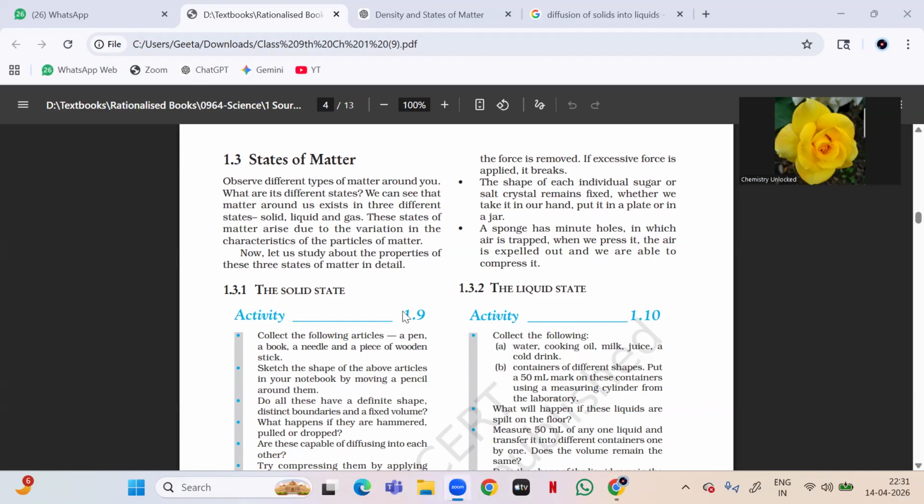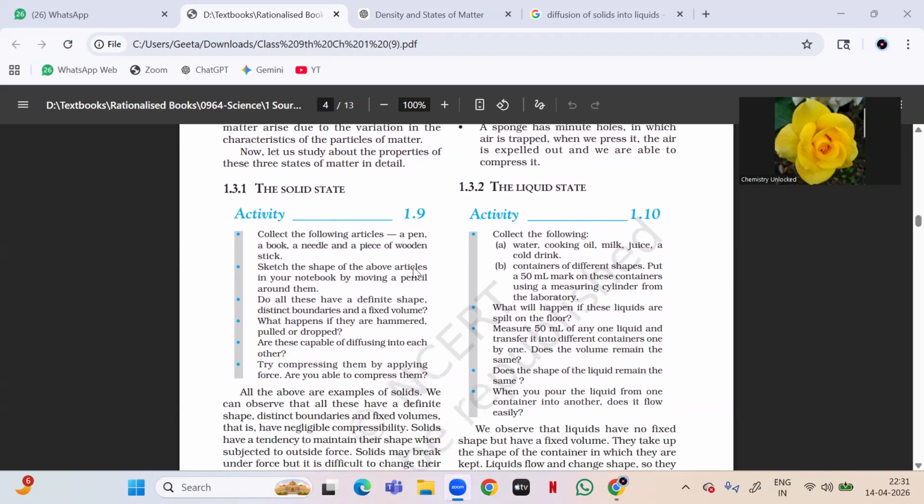Now, what are the experiments? Sketch the shape of the above articles in your notebook by moving a pencil around them. So suppose this is your book. You take a pencil and move it around the book. So you'll get a periphery, or the space which the book occupies. Do this for all the articles. Okay. Now, do all these have a definite shape, distinct boundaries, and a fixed volume? So let's write yes.